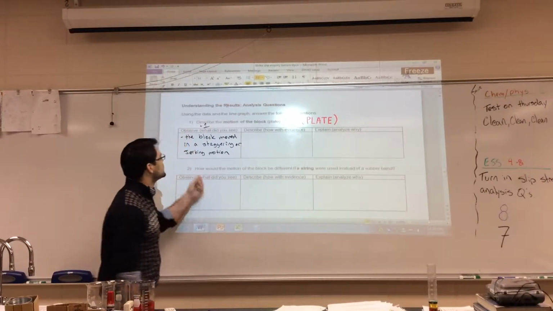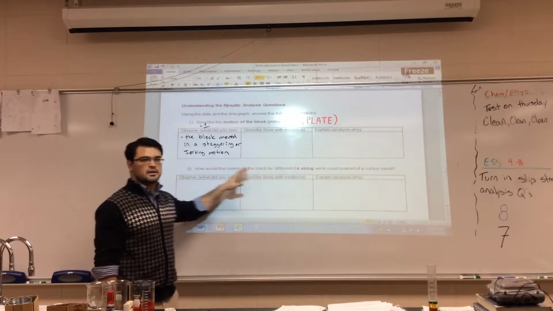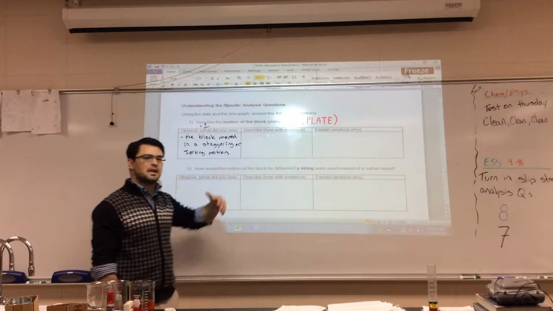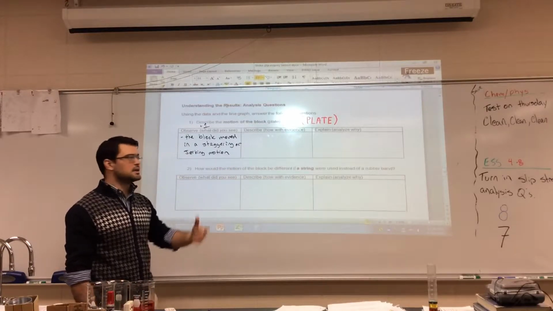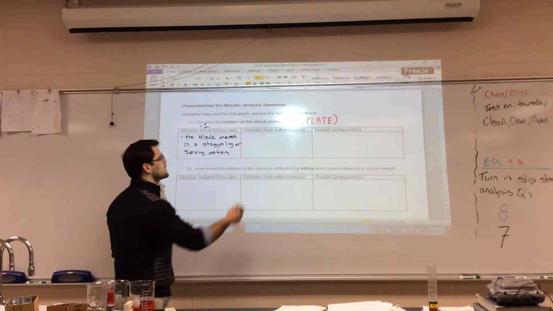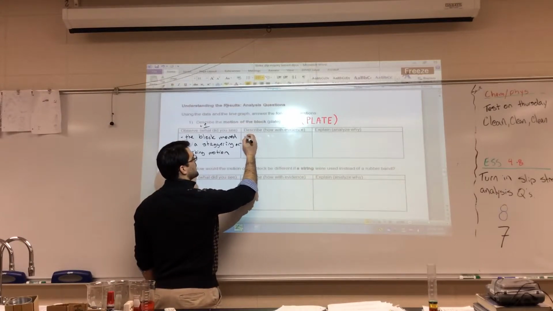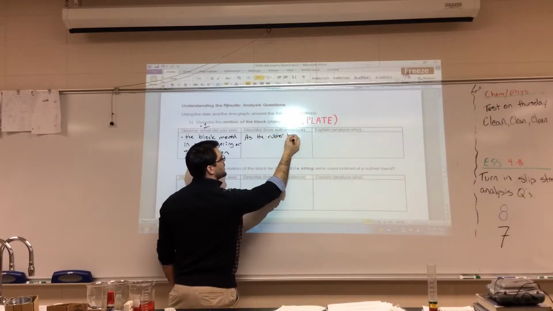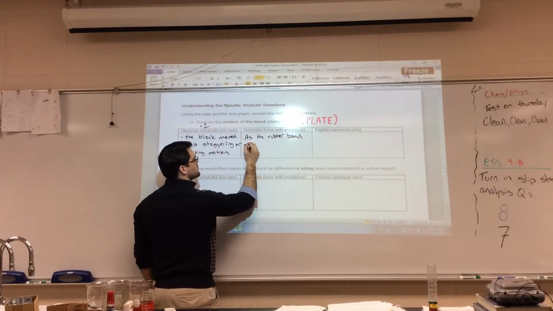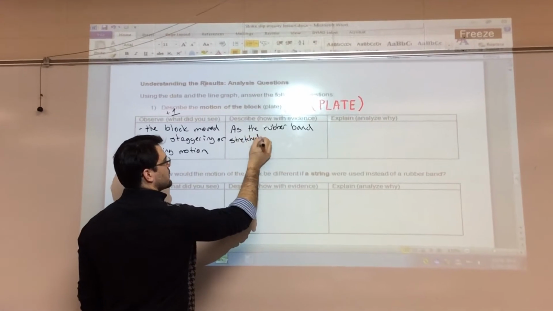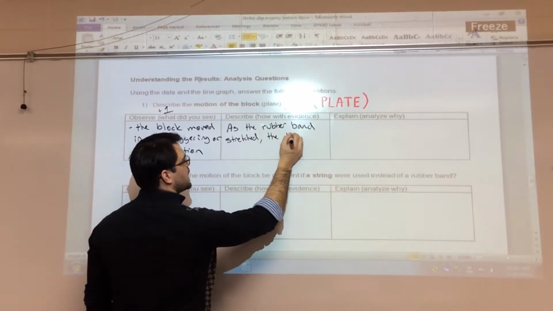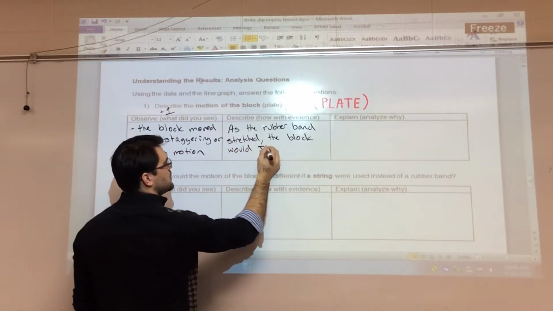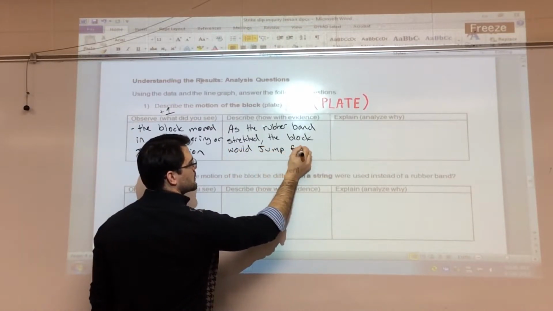So the second portion of this, they need to build on this answer and tell me how. How did the block move with a jerking motion? Why was it like that? So they might tell me something to the effect that as the rubber band stretched, the block would jump forward.